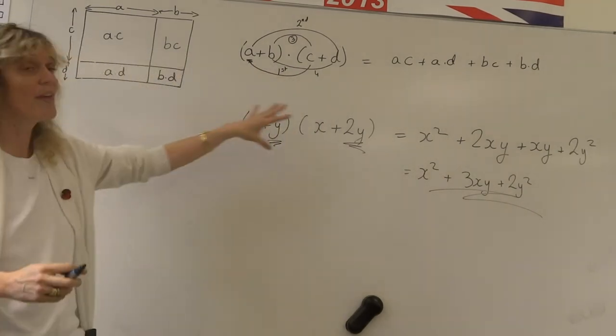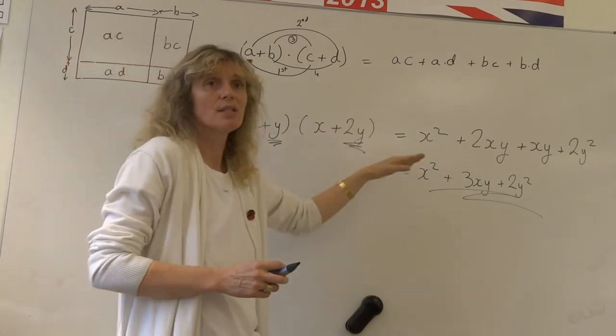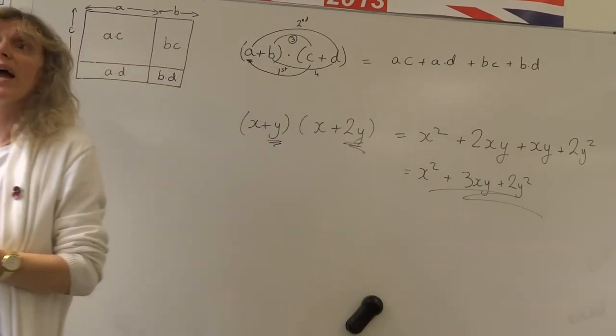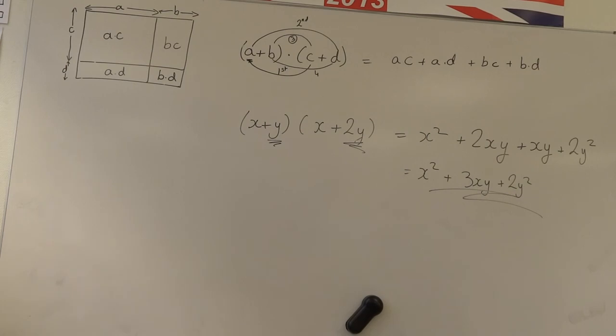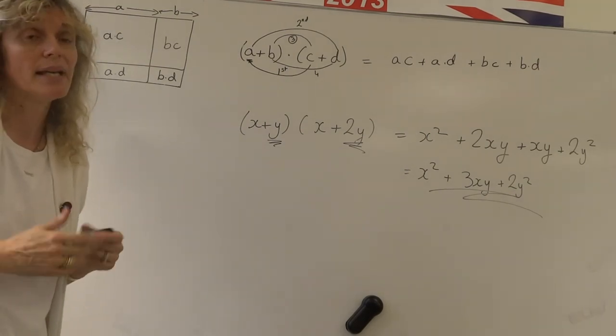So it doesn't matter what they put in these brackets. If you use FOIL step by step in this way, you're going to be able to get the right answer. First two, outside 2, inside 2, last 2. An easy way to remember.